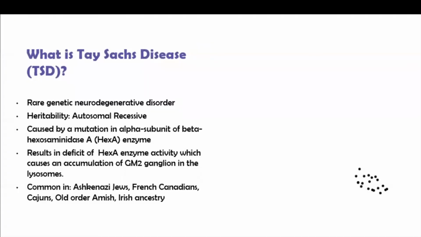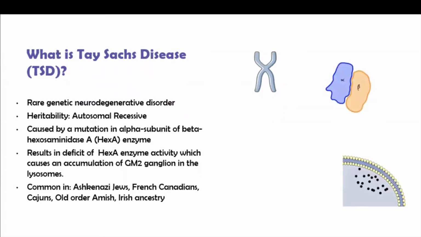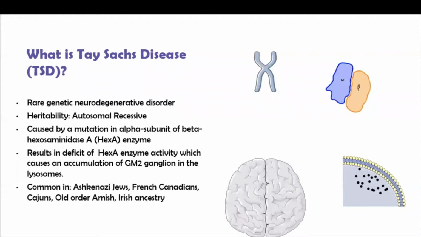Tay Sachs is a lethal neurodegenerative disorder which is caused due to deficiency in hexosaminidase enzyme. This further leads to accumulation of GM2 gangliosides in the lysosomes of the central nervous system. Here, lysosomes are responsible for digesting nutrients. So the accumulation and the lack of degradation in neurons eventually leads to Tay Sachs disorder and thus leads to death.